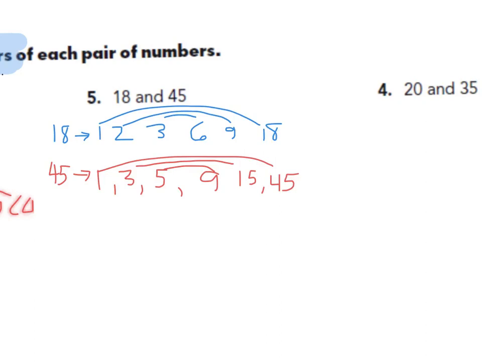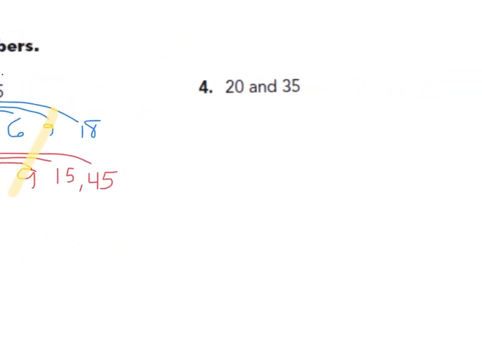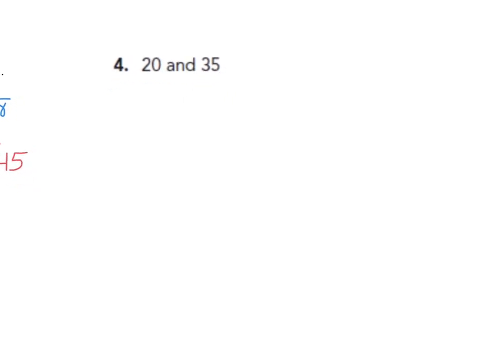So what I'm going to look for now is, let's see what they share. They share a 1, they share a 3, they share a 9. So if I had to write down their common factors, remember they're asking for more than 1, I'm going to write down 1, 3, and 9. Those are the common factors of 18 and 45. Why don't we have you pause the video here and see if you can list out all the common factors of 20 and 35. Then I'll go over the answer.